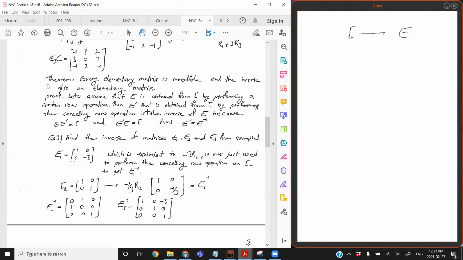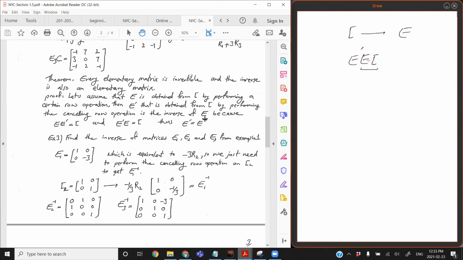Then E prime that is obtained from I by performing the canceling row operation would be the inverse of E, because you have I, and you perform a certain row operation on I, and you get E. So E is actually the same as having EI. Now, if you perform the canceling row operation on this, which is the same as multiplying this matrix by E prime on the left, it's as if you cancel what you did.